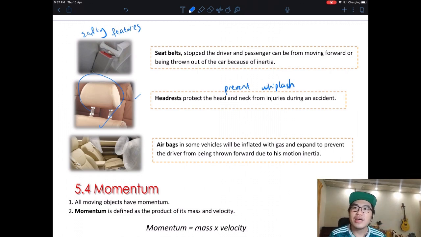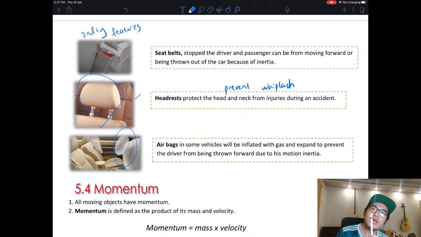Why? Your car, the fastest speed you can go is 100 something. F1 is 300 something. If you fail to stop, you will snap your neck in half. That's why they need a very big headrest. This is one of the safety features. Next, airbags. So you have the seat belt to pull you backward, and if you happen to be thrown forward, the airbag is there to stop you from going forward.